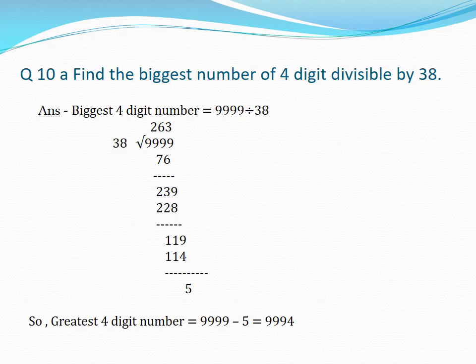38 6s are 228. 9 minus 8, 1. 3 minus 2, 1. The 9 will come down. 38 3s are 114. Remainder is 5. If you have to find the greatest 4-digit number, you have to subtract the remainder from the biggest 4-digit number. 9999 minus 5. Answer is 9994.